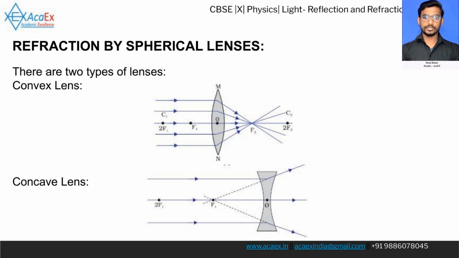Refraction by spherical lenses. There are two main types of spherical lenses. Convex lens, a lens that is thicker at the center and converges parallel light rays. Concave lens, a lens that is thinner at the center and diverges parallel light rays.